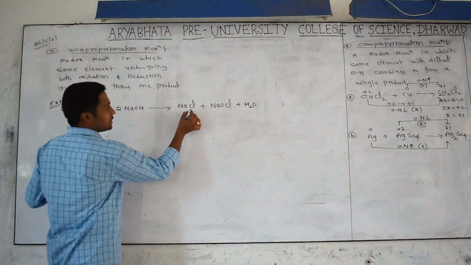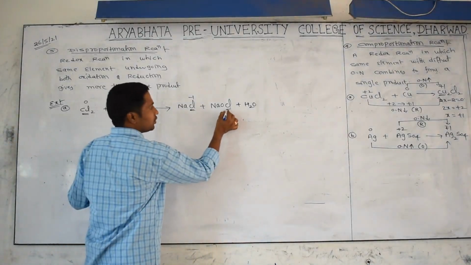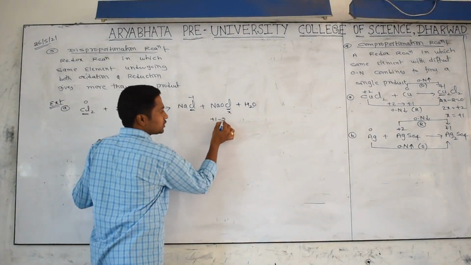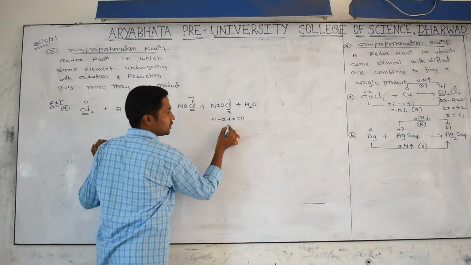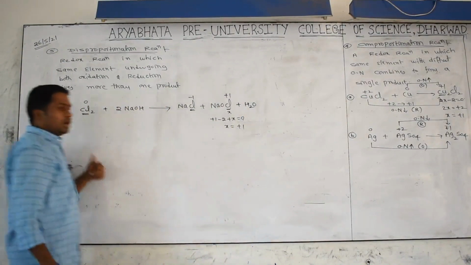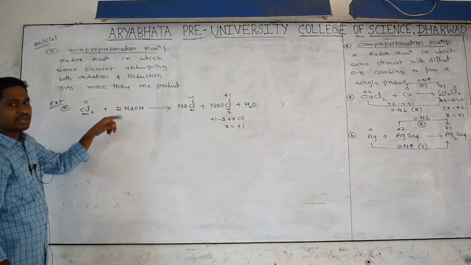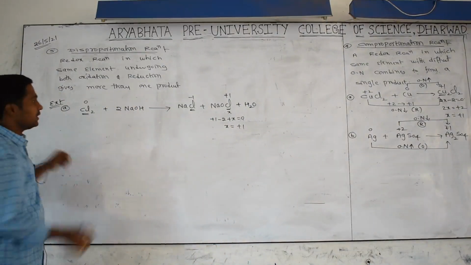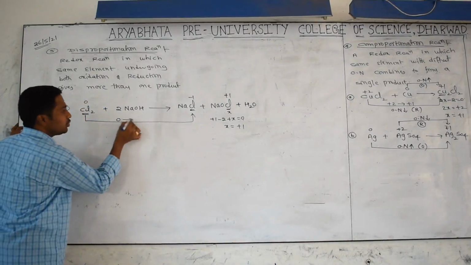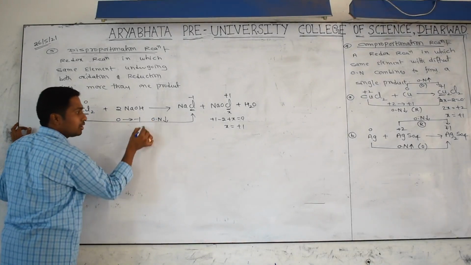Now here chlorine's oxidation number is -1. Find out the chlorine oxidation number X in the other compound. Sodium is +1, oxygen is -2, plus X equals 0. Then we get X equals +1. Now what I am telling is that the same element is involved in both oxidation and reduction, giving more than one type of product. Check carefully: the oxidation number of chlorine changes from 0 to -1.